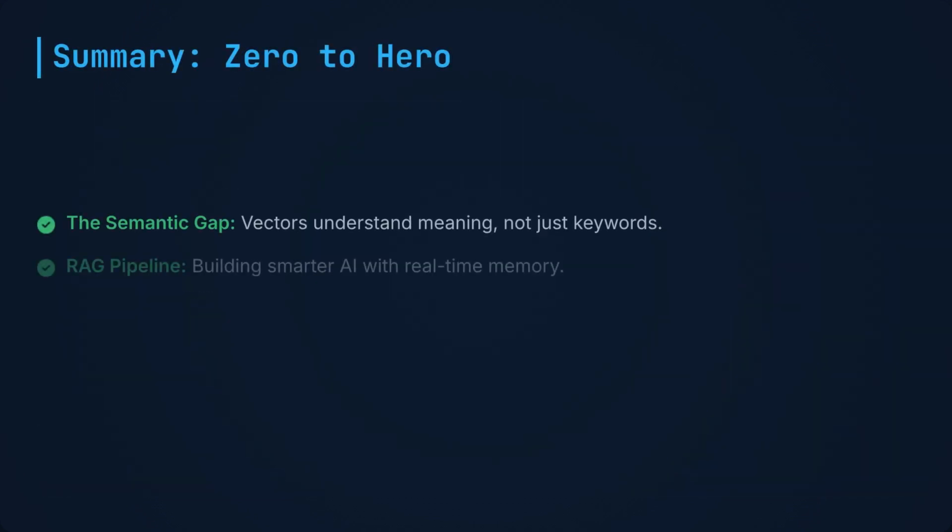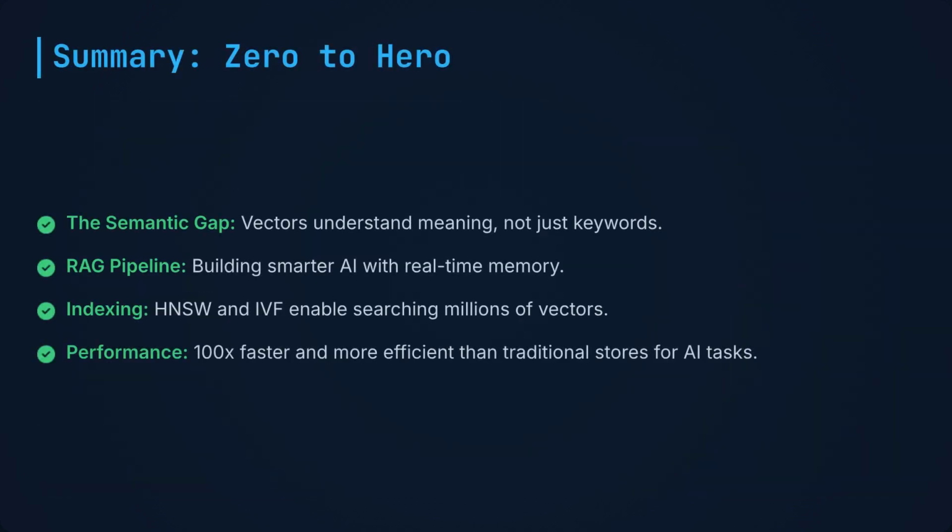To summarize, vectors understand meaning, not just keywords. RAG pipelines build smarter AI with real-time memory. HNSW and IVF indexing allow searching millions of vectors quickly, making vector databases 100 times faster for AI tasks.